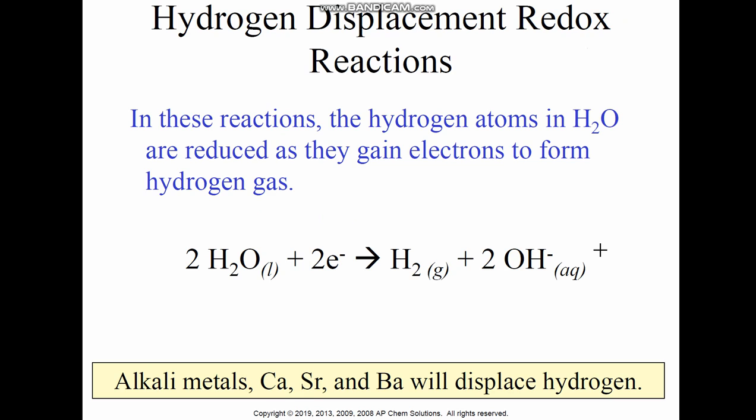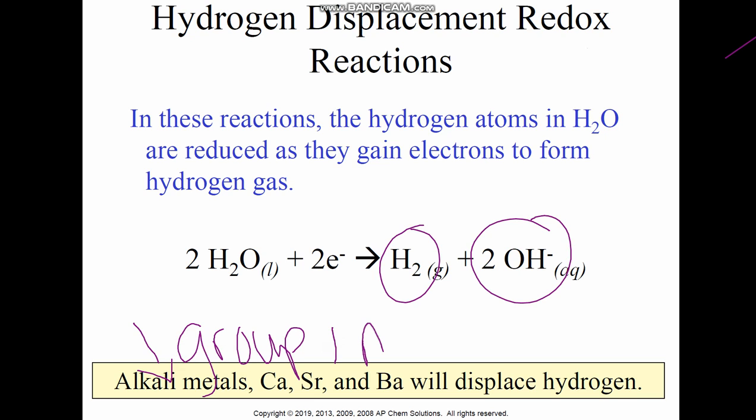Our next type of redox reaction is a hydrogen displacement reaction. This is when we have water, and the hydrogen atoms in the water are reduced because they gain electrons. We end up with hydrogen gas and hydroxide ions. If you look down here, this is group 1A, the alkali metals. Anytime you have calcium, strontium, barium, or any alkali metals in group 1A, they are able to displace hydrogen in water. I'm going to show you an example of that.